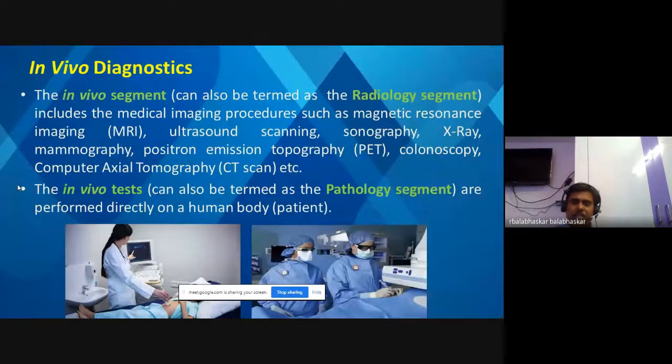So in vivo diagnostics require more specialization. You can see there, you have MRI, magnetic resonance imaging, ultrasound scanning, sonography, X-rays, mammographies, positron emission tomography, PET scans, colonoscopy, CT scans. These all come under in vivo diagnostics. So they are going to be directly performed on a human body. So this is called in vivo.